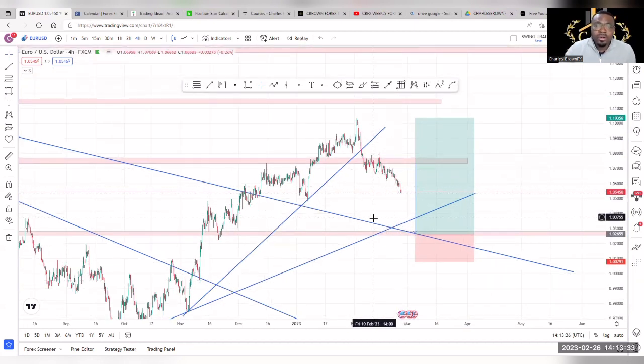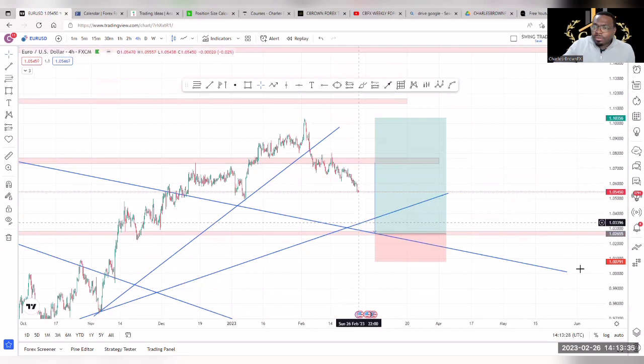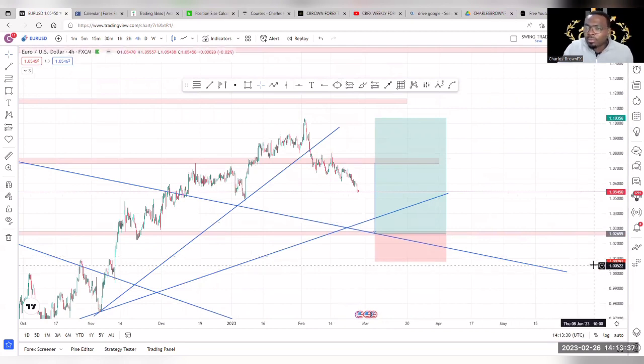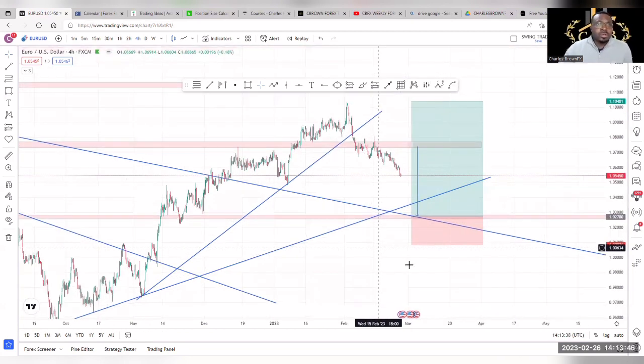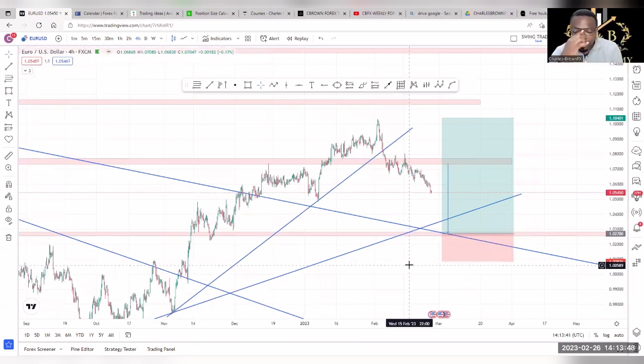So if you're already in a sell, just wait to take your profit at somewhere about 1.0300. So a short to take your profit there and wait for price action at this key level. So this is what you're going to be looking at on EU, where either you're going to be selling or you're going to be buying.